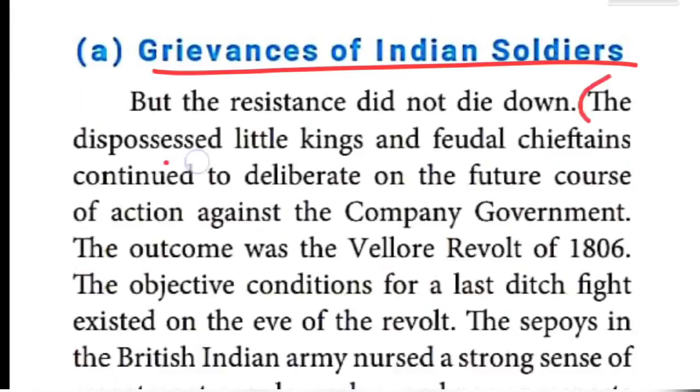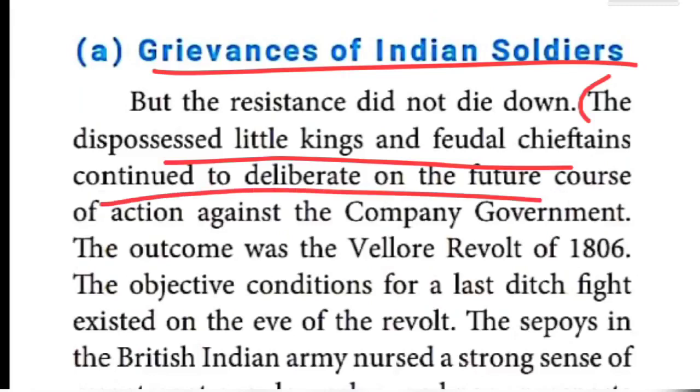The dispossessed little kings, the feudal chieftains continued to deliberate. What does deliberate mean? Deliberate in the sense intentionally, purposely. They had a plan against the company government, the British government. The little kings as well as feudal chieftains were paying the revenue to the British government. So in order to escape from paying the revenue, they had a plan to be against the British government. Okay, so that's the point.